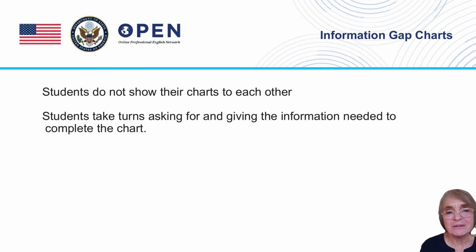Students work in pairs, do not show their charts to each other, but take turns asking for and giving the information needed to complete the chart. The teacher may want to give support by reviewing question forms first. For example, what make of car comes from? Possible topics for an information gap grid might include facts about amazing animals, popular movies, champion athletes, or ancient civilizations.